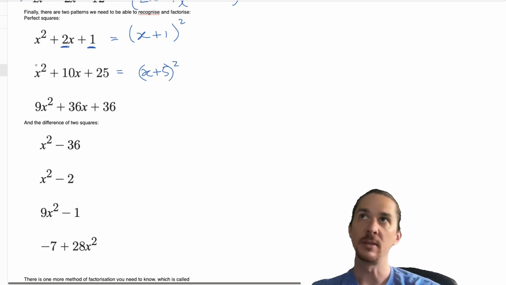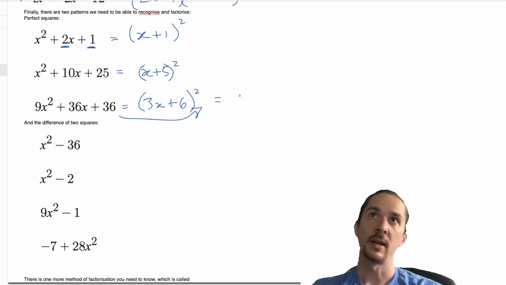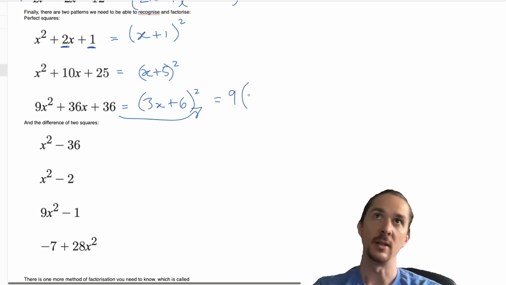This one's a little bit different. In the last two, they were monics. Now we have a non-monic. There are a couple of ways to approach this. Firstly, I'm going to show you the full answer. We're going to say this is 3x plus 6 whole squared. However, we could pull out that factor of 9 first to turn it into a monic.